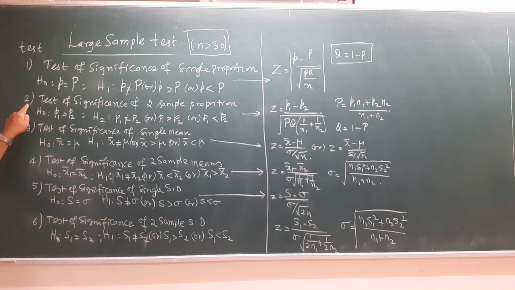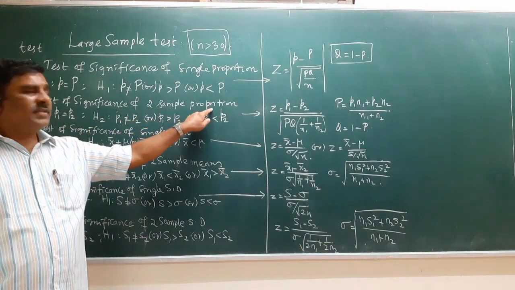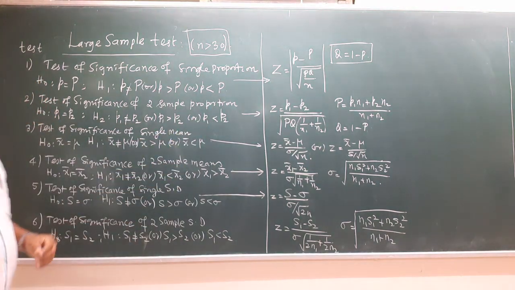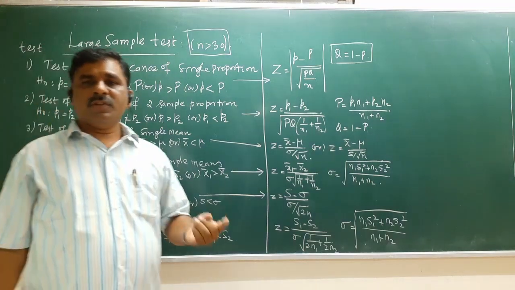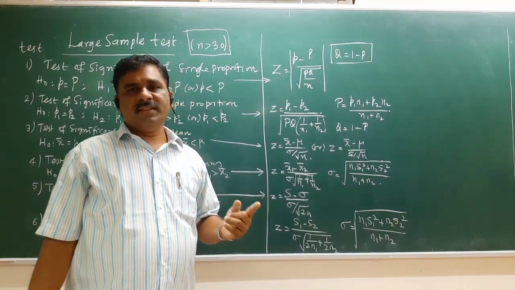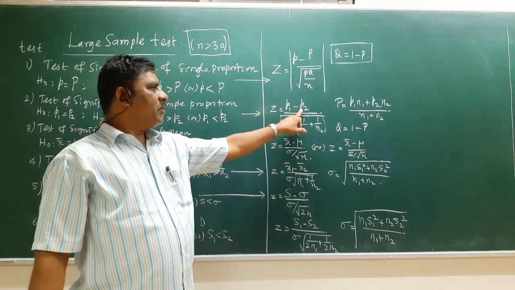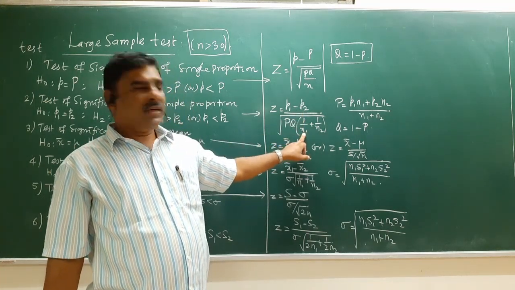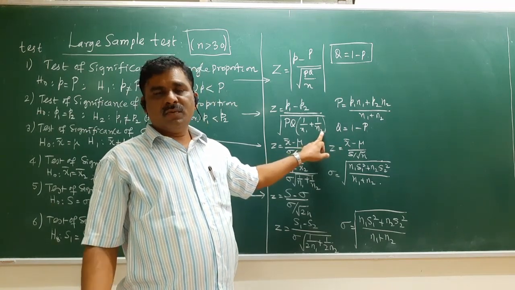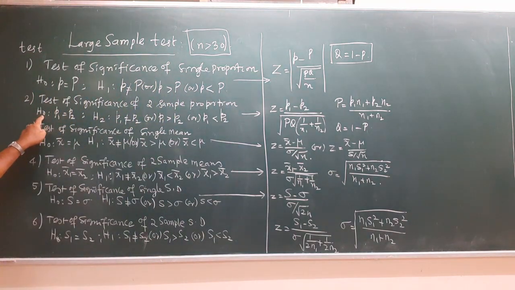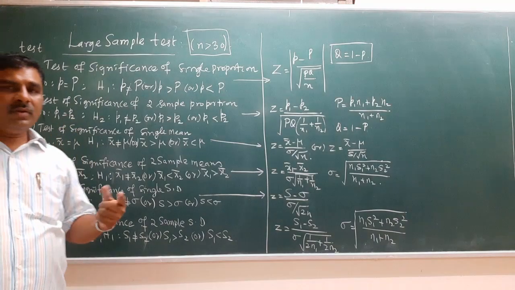Second test is test of significance of 2 sample proportions. We are going to test 2 sample proportions. So, sample 1, sample 2 is there. Sample 1 proportion is small p1. Sample 2 proportion is small p2. And n1 is the sample 1 size, n2 is the sample 2 size. Okay, and then what is H naught? Common null hypothesis, P1 equal to P2. That means sample 1 proportion equal to sample 2 proportion.